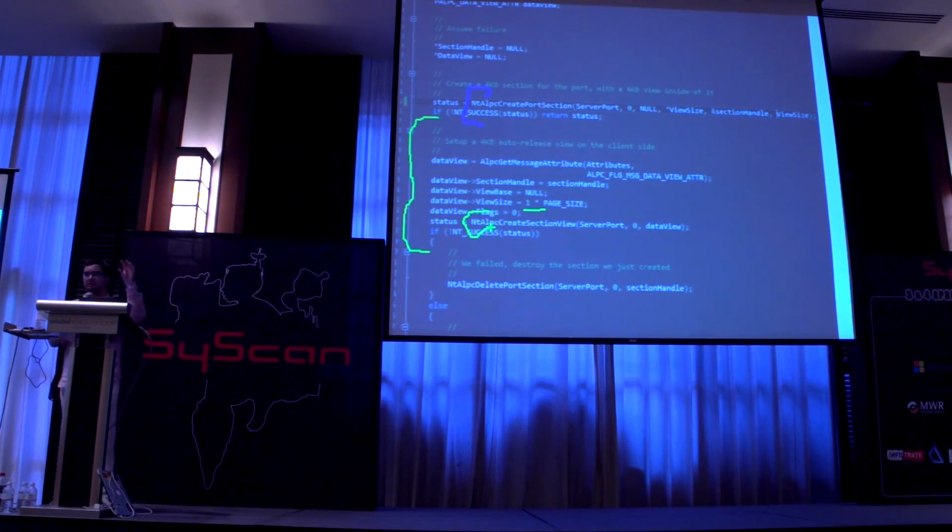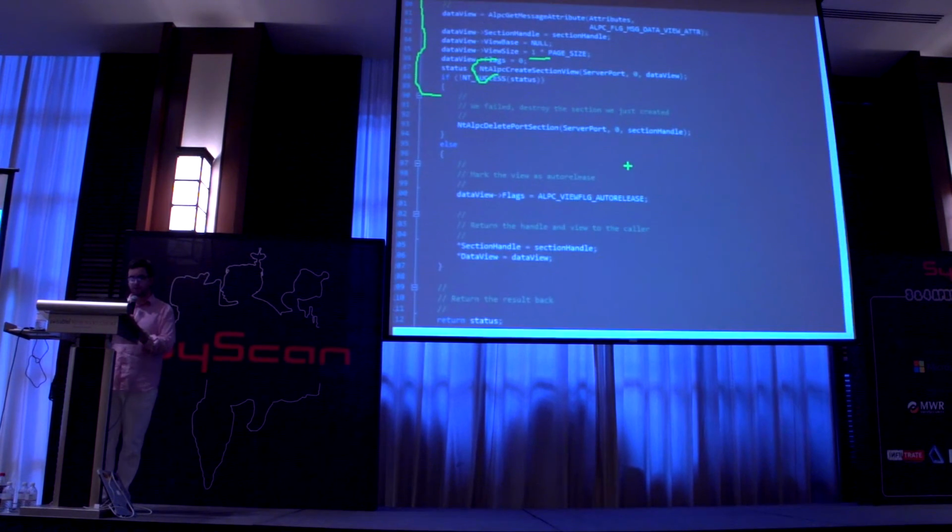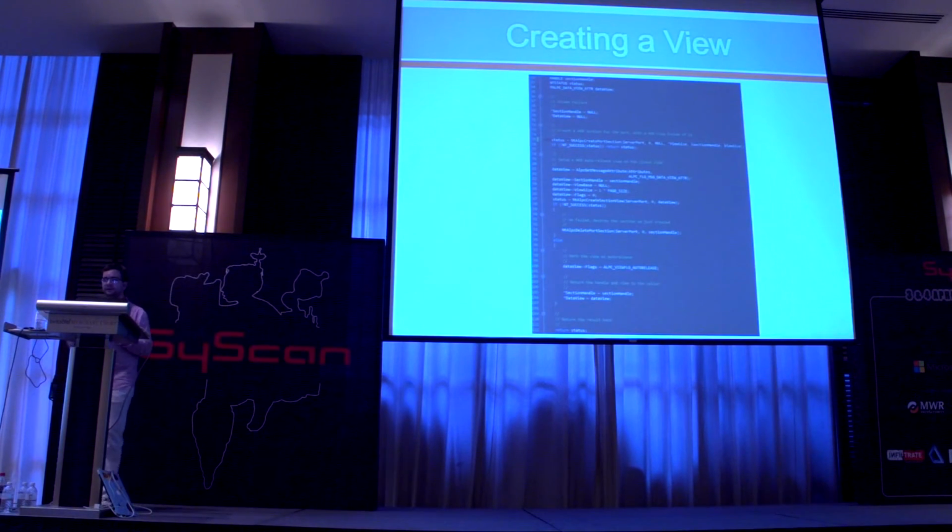So first I create the section, then I map the view into my address space. And then when I send a message, it's going to be mapped into the receiving side address space as well. So if it all worked out, I'm also mapping the view as auto-release. So I've got an auto-release view on my sending side. So I've got the attribute, I've allocated it, mapped it, and filled it out. I've got my connection message, and I've got my connection.